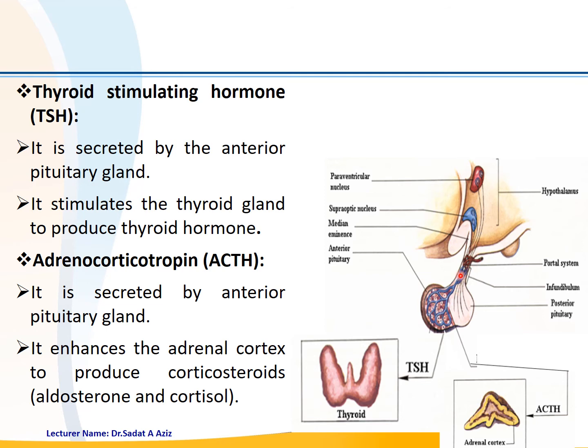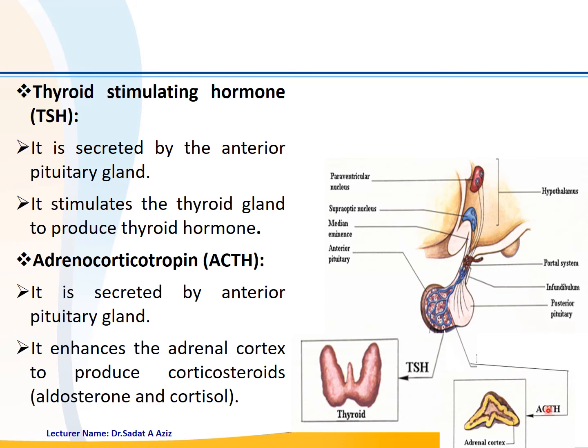Thyroid stimulating hormone is released from where? From the anterior part of the pituitary gland. It enters into the circulatory system, and through the circulatory system, it can get to where? To the thyroid gland. And from there, it stimulates the gland to produce what? To produce thyroid hormone.